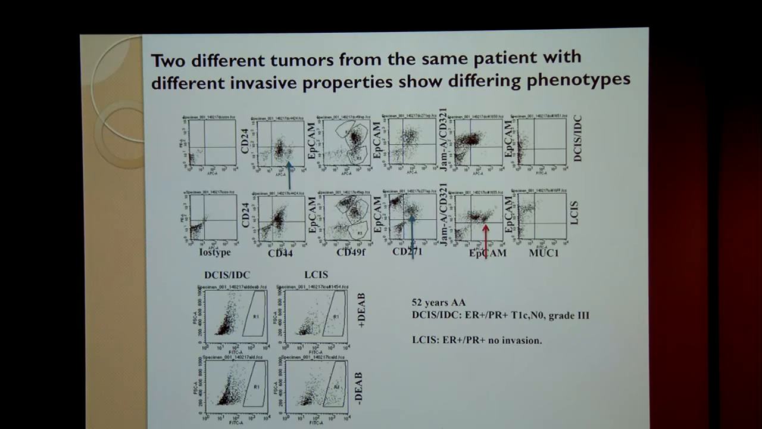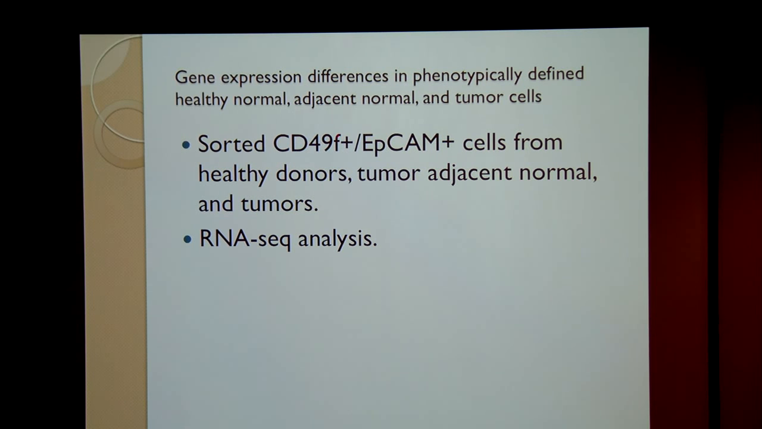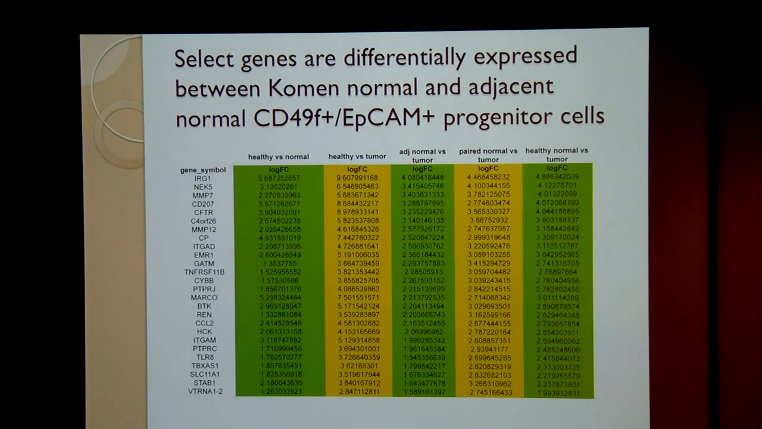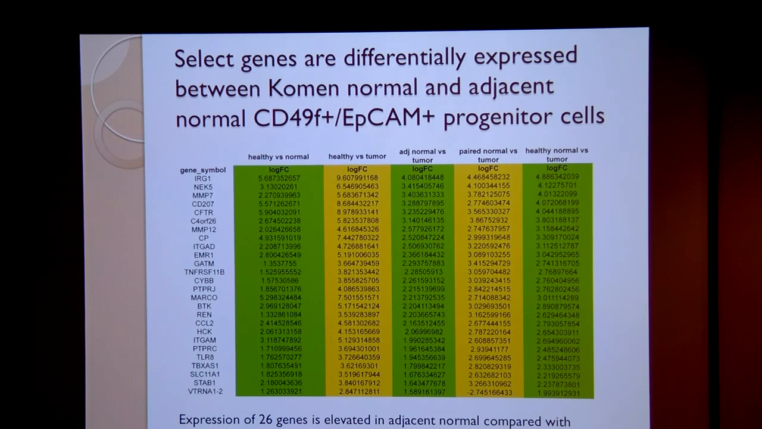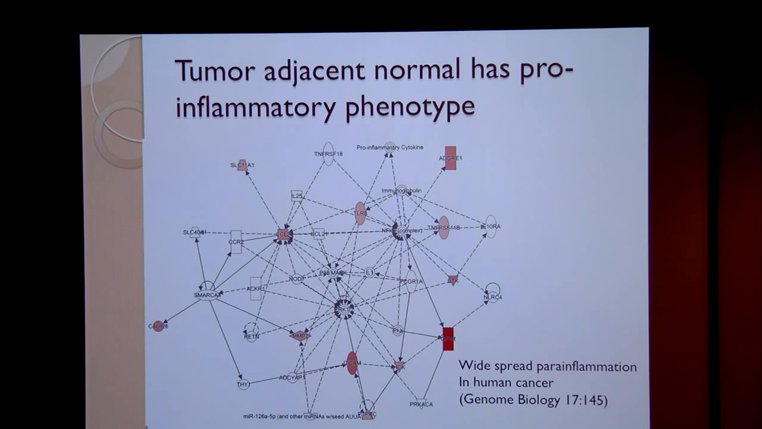So, the next thing we did was we took the CD49F positive, EpCAM positive cells from healthy donors, tumor adjacent normal, and tumor from the same patient. So, we again narrowed the gap. When we did that analysis, what we found was there are 26 genes which are highly overexpressed in adjacent normal compared to the healthy. That means the adjacent normal itself has undergone some changes because of the field effect, or the distant effect of the tumor. And these 26 genes form an inflammation network. That means the normal breast itself is influenced by the tumor because of the inflammatory climate.